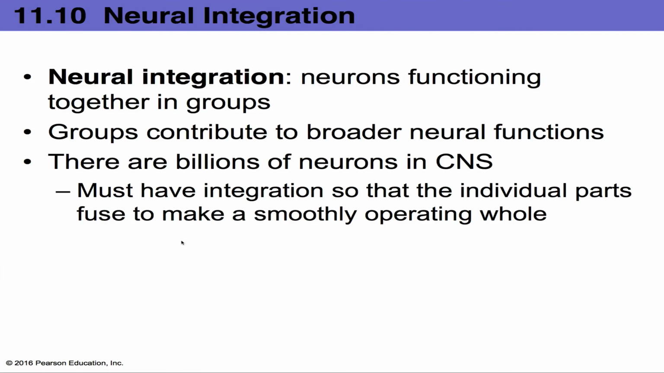When we're talking about neural integration, we're referring to these groups of neurons and their patterns of communicating with other parts of the nervous system. And these groups contribute to broader neural functions. And remember, we have over 100 billion neurons in our brain alone. And they all have to integrate so that the individual parts fuse to make a smoothly operating whole.